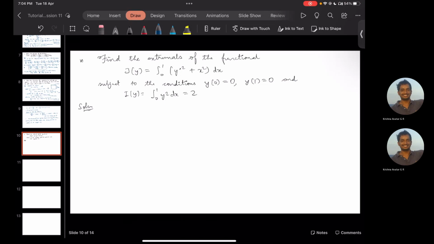So we have a functional here, J of y, and it's subject to certain constraints on the extremizer, which are y at x equal to 0 is 0, and y at x equal to 1 is 0. And we also have an integral constraint on the extremal, which is given by I of y.